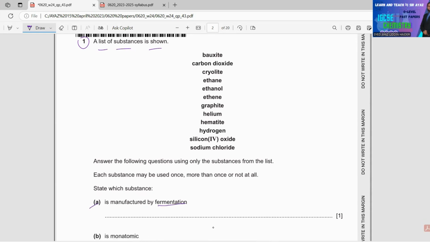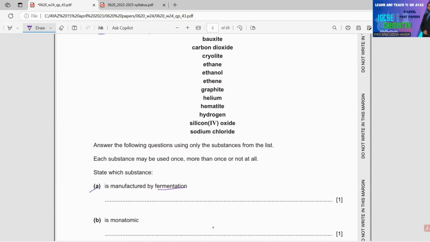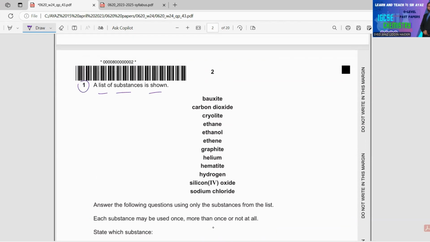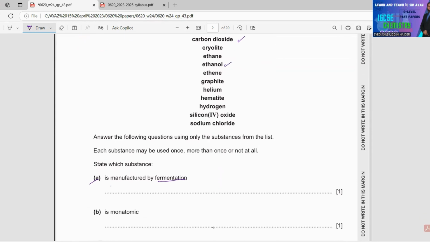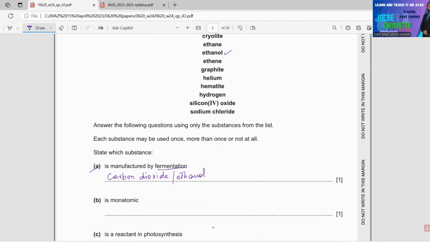So during fermentation, glucose is fermented to produce ethanol and carbon dioxide. And if you see the list, both carbon dioxide and ethanol are present in the list. So you can either write carbon dioxide or ethanol. Main product is ethanol. But both are the products of this reaction.